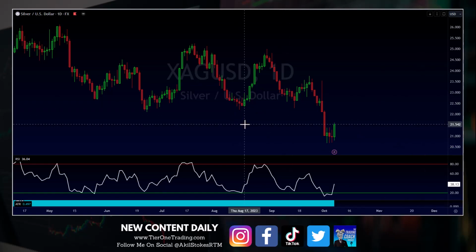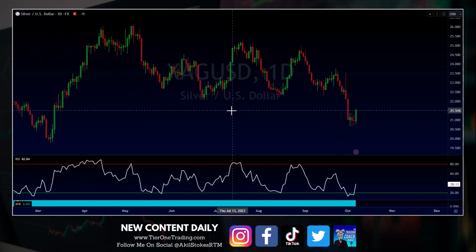But silver here is a similar situation. I actually didn't measure out.